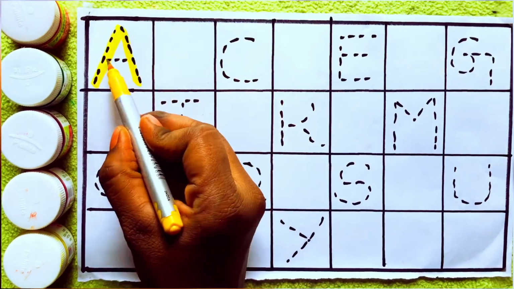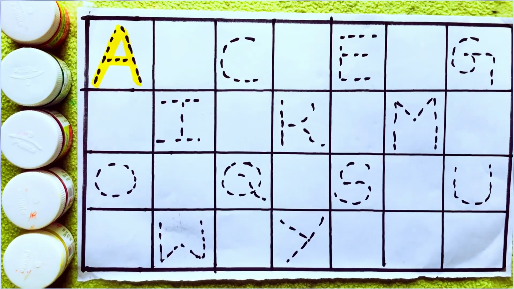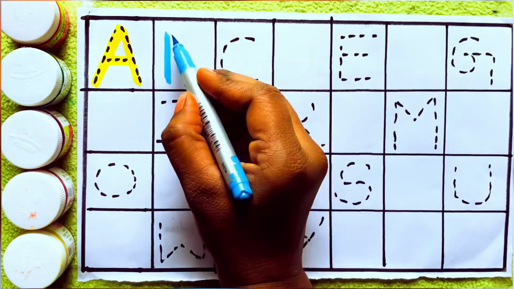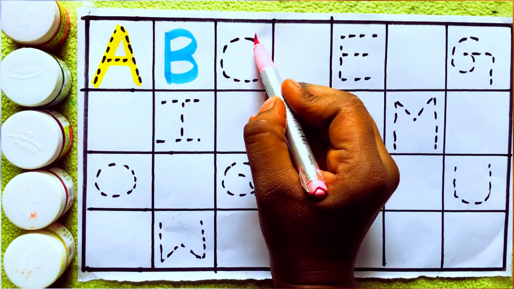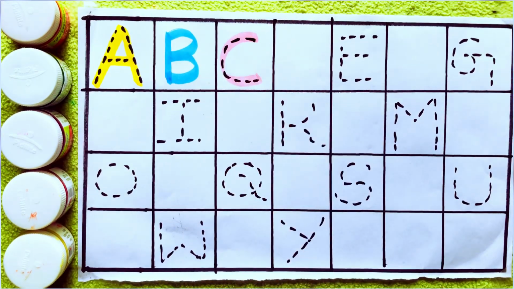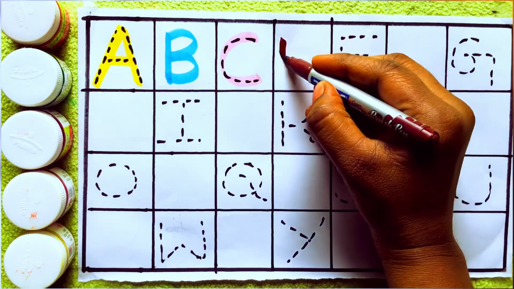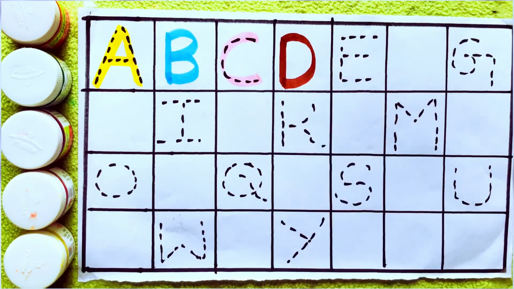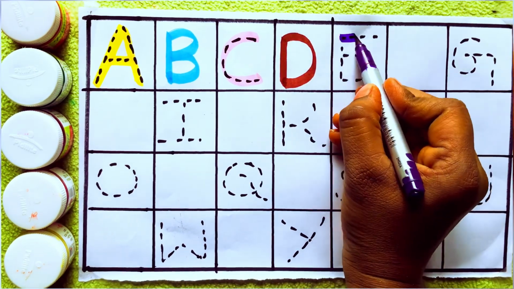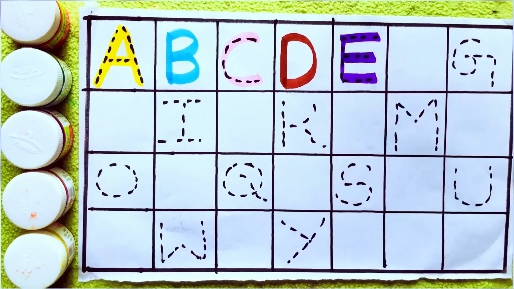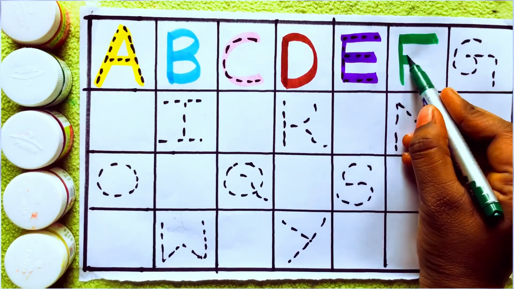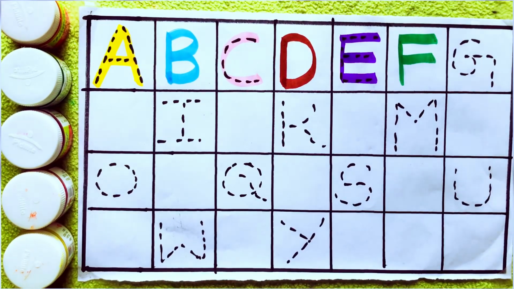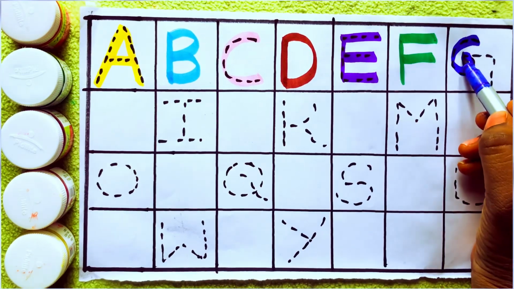A for apple. Sky blue color. B for ball. C for cat. D for dog. E for elephant. F for fish. G for goat.